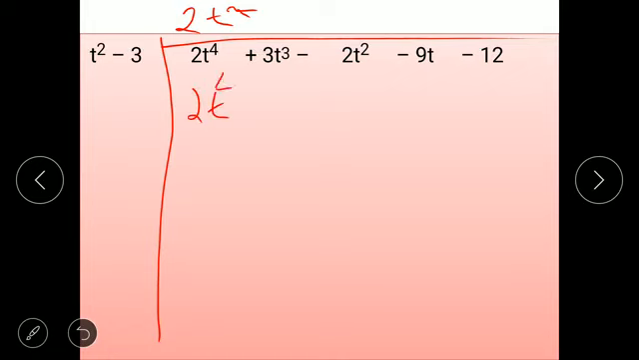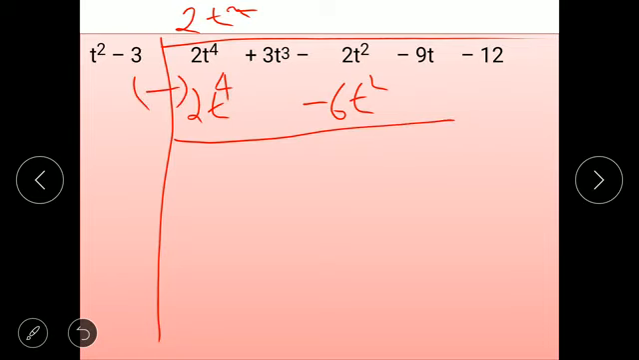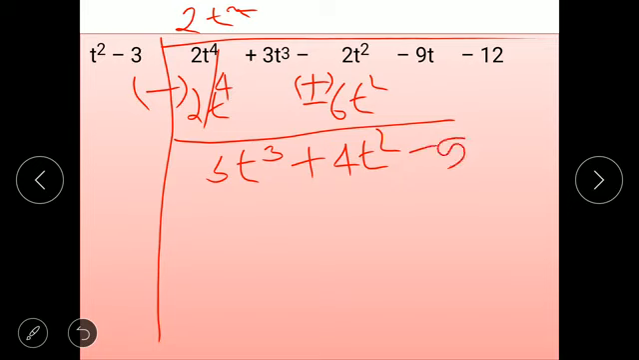2t to the power 4. 2t square into 3, t square into 3, 6t square. So that one we write with the t square term: 6t square. Change the sign, minus, plus. Cancel. This one bring down 3t to the power 3. Minus 2 plus 6, how much will come? Yes, plus 4. Bigger number plus, so minus t minus 12.